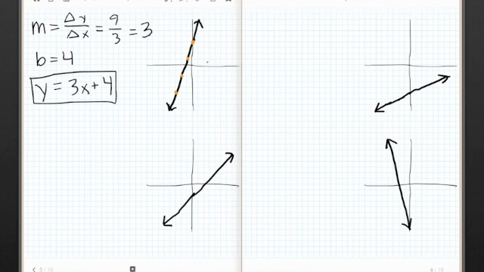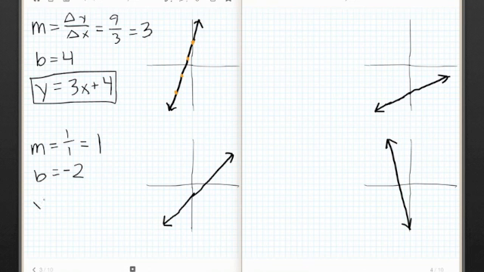Okay, so hopefully you're getting the idea of how to do this by now. If we look at this one right here, this one has an interesting slope, because x goes up by 1, y goes up by 1, x goes up by 1, y goes up by 1. It's 1 over 1, which is 1. The y-intercept right here is going to be -2. The y-coordinate is -2, where we cross the y-axis.